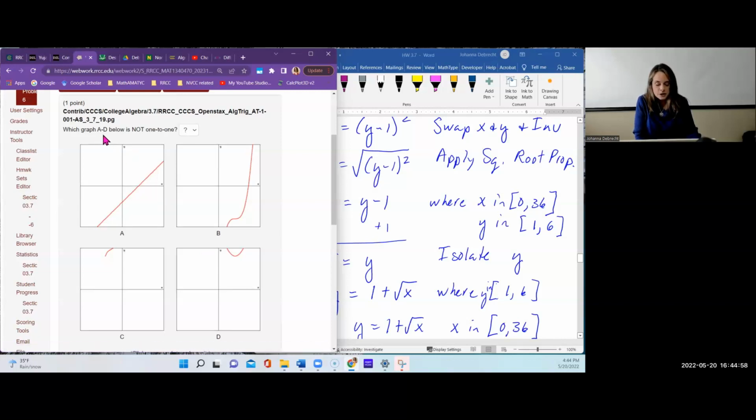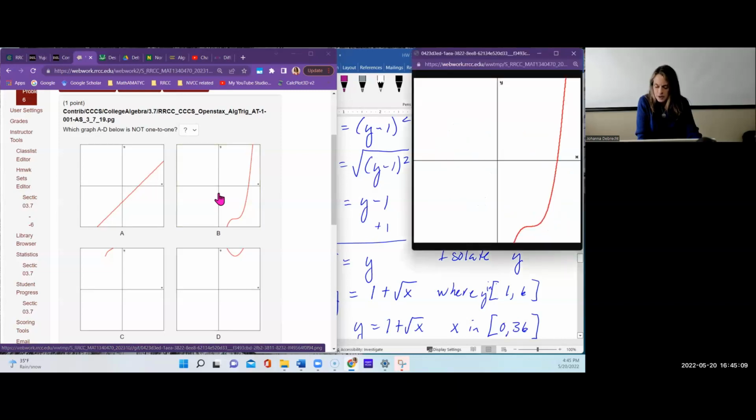It wants to know which graph below is not one-to-one. All slanted lines are one-to-one, so I know that one's okay. This looks like a cubic. If I blow it up, well, it doesn't really help much, does it? It's the same picture. But it is one-to-one because it passes the horizontal line test and it passes the vertical line test.